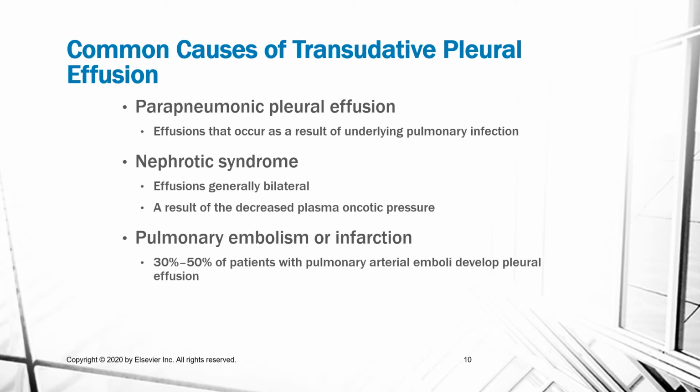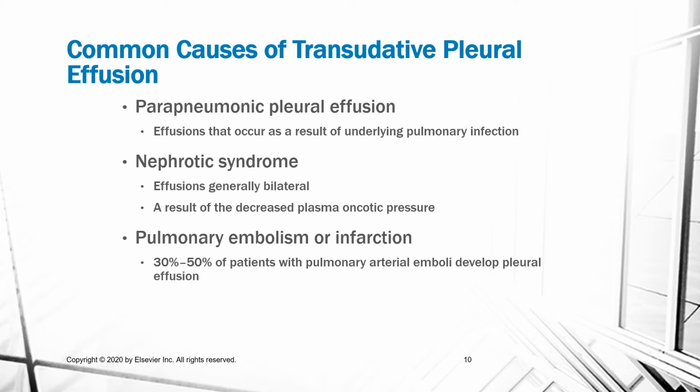Nephrotic syndrome. Pleural effusion is commonly seen in patients with nephrotic syndrome. It is generally bilateral. The effusion is a result of a decreased plasma oncotic pressure that develops in patients with this disorder.